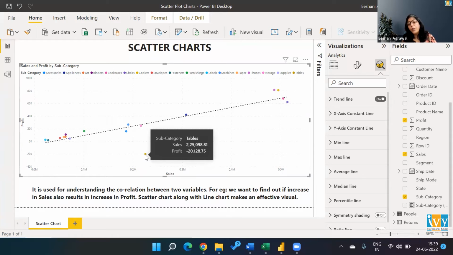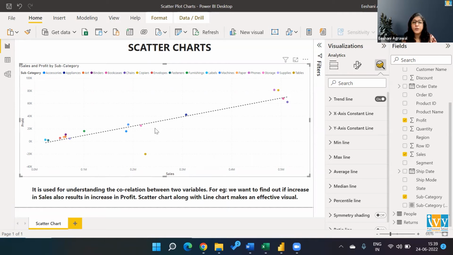So this is one more piece of information that a scatter plot provides us. It helps us get to know the outliers in our data. So the behavior of the tables subcategory is a little different. As the sales is increasing, the profit is not increasing as much as it should have or as much as it is for the other subcategories.